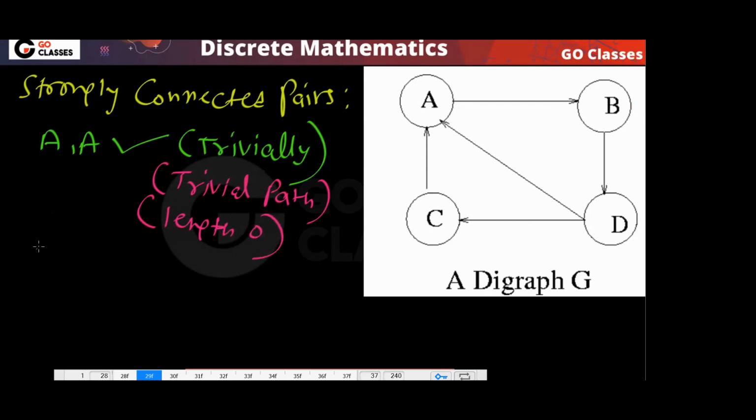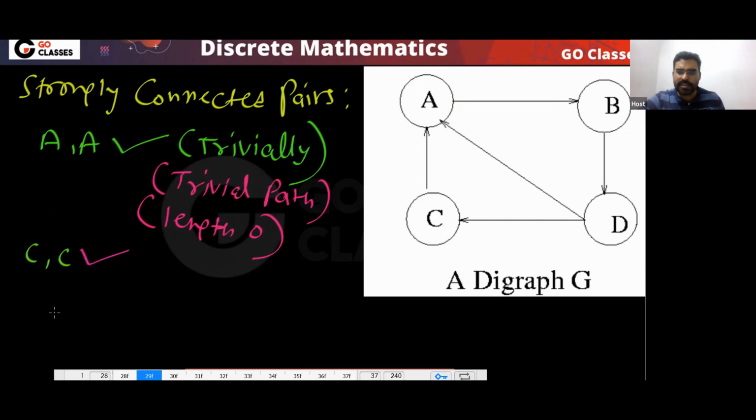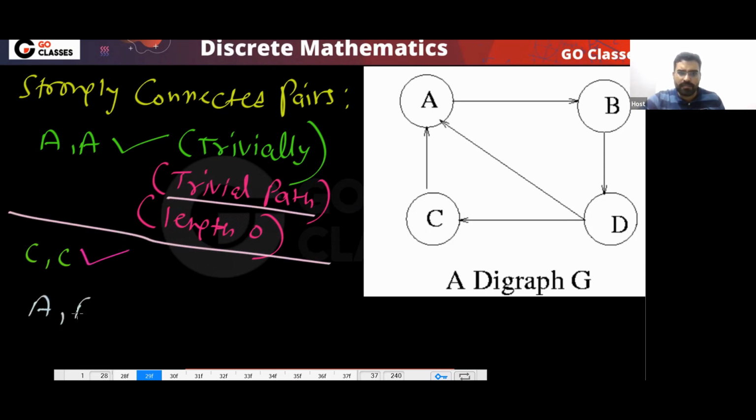Next, what about C comma C? Again, the same thing. Yes, there is a trivial path, a path of length 0.